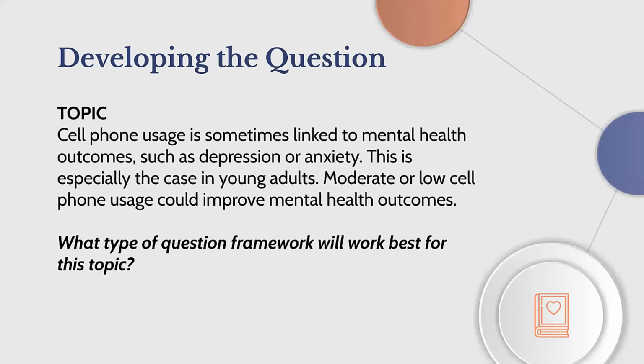Okay, so we have this topic. Cell phone usage is sometimes linked to mental health outcomes such as depression or anxiety. This is especially the case in young adults. Moderate or low cell phone usage could improve mental health outcomes. I would consider this more a health sciences question. I guess it could be social sciences as well. But what type of question framework from the 3 we just discussed do you think would work best for this topic?